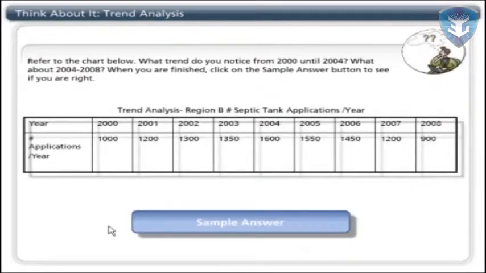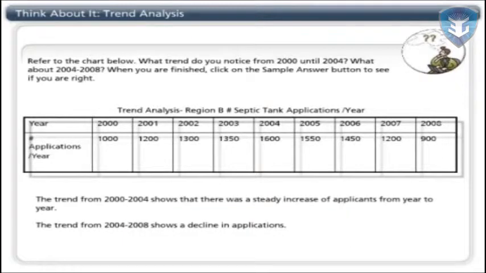Refer to the chart below. What trend do you notice from 2000 until 2004? What about 2004 to 2008? The trend from 2000 to 2004 shows that there was a steady increase of applicants from year to year. The trend from 2004 to 2008 shows a decline in applications. How did you do? I'm sure you are asking yourself, big deal, how does this help me? Read on.